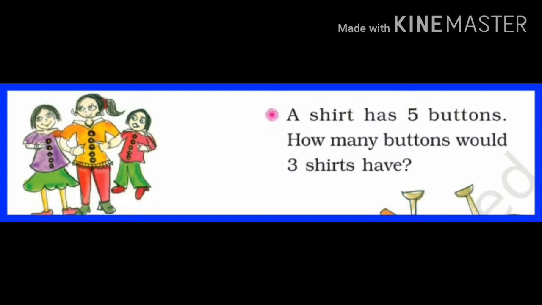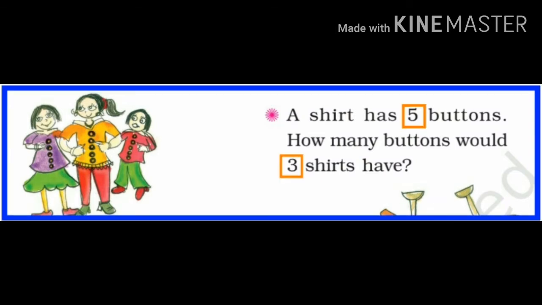Let us see the next sum. A shirt has 5 buttons. How many buttons would 3 shirts have? In the picture you can see that there are 3 shirts and in each shirt there are total 5 buttons. So if you want to find the total number of buttons, we have to multiply 5 by 3 and 5 3s is equal to 15.